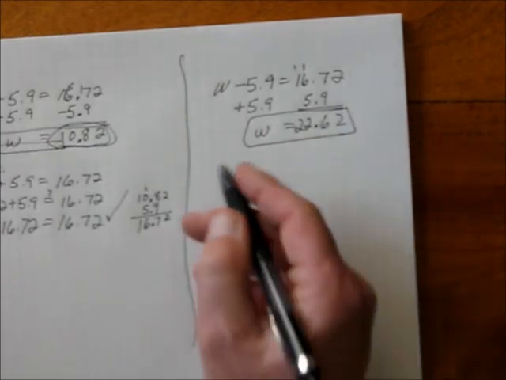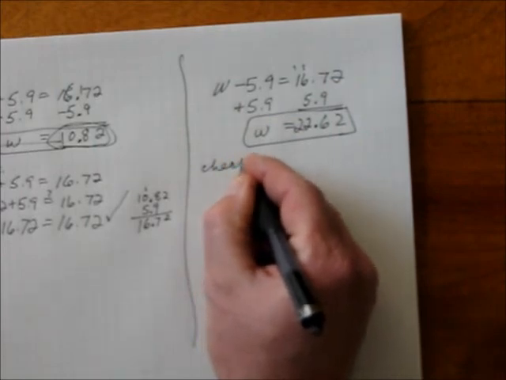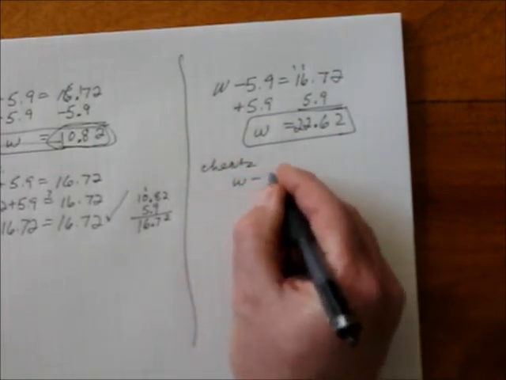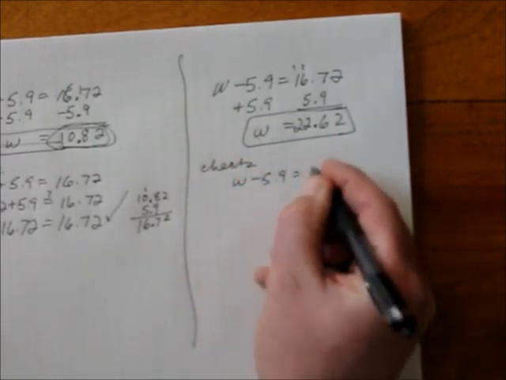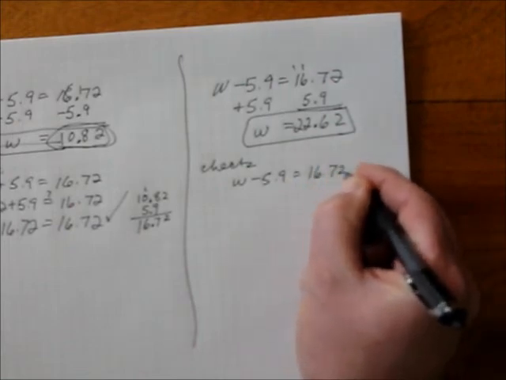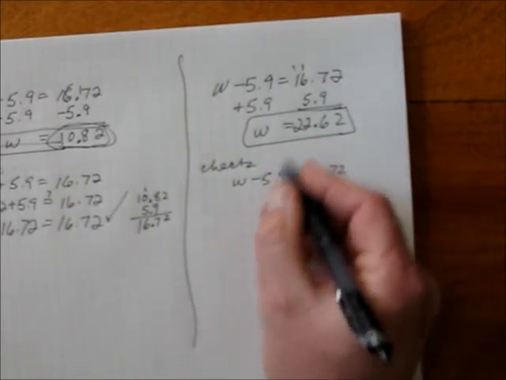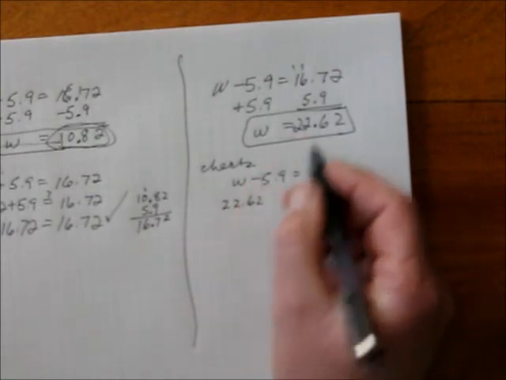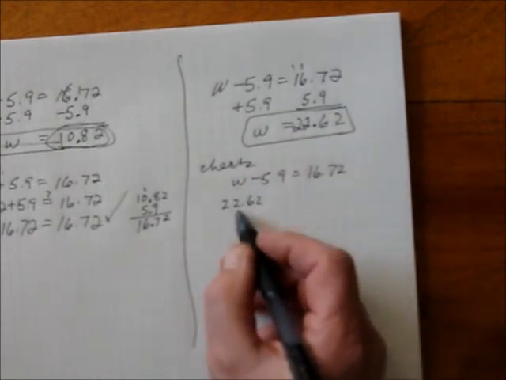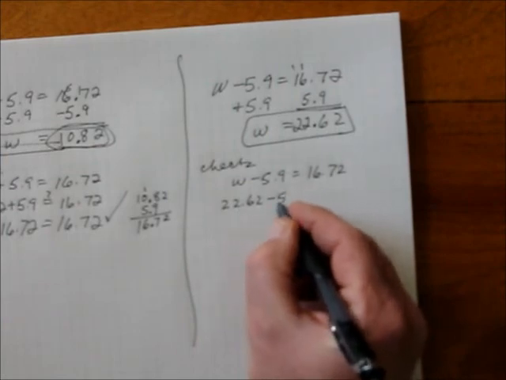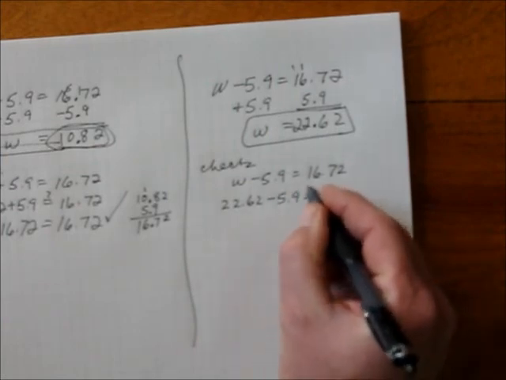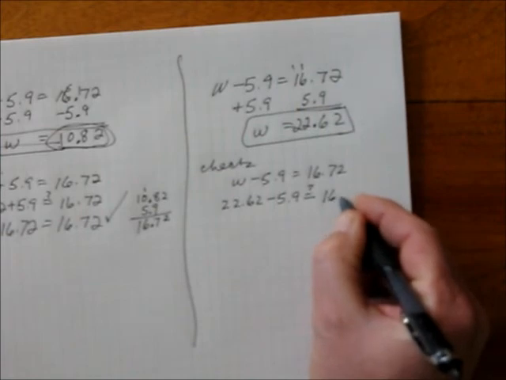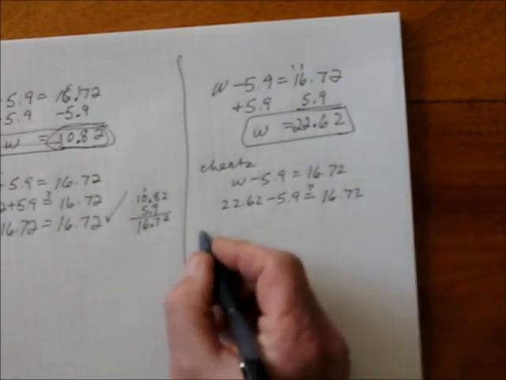We could check it the same way we did before. We write down the original equation. Now I'm going to substitute in 22.62 for W. I'm saying W is that, so I put it in for W. 22.62 minus 5.9 is equal to question mark 16.72.